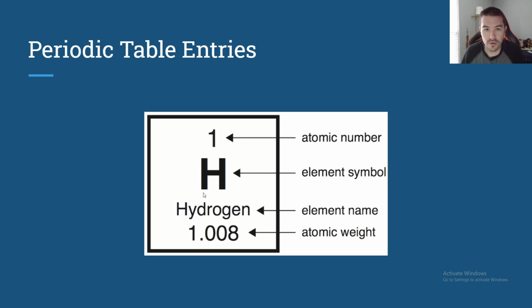We have the symbol here. This is 1 or 2 letters. If it's 1 letter, it's going to be a capital letter. If it's 2 letters, then it's going to be a capital and then a lowercase.